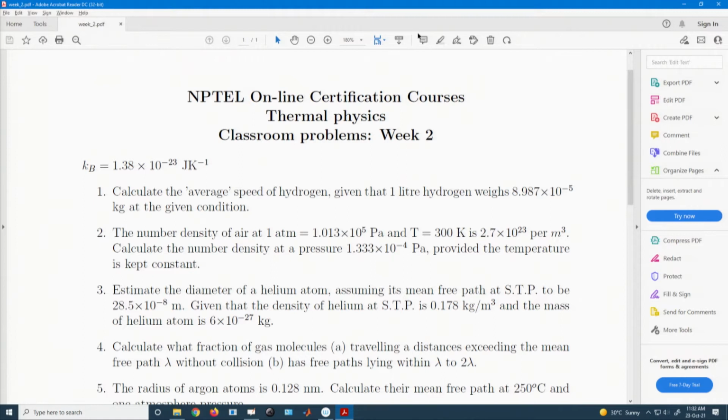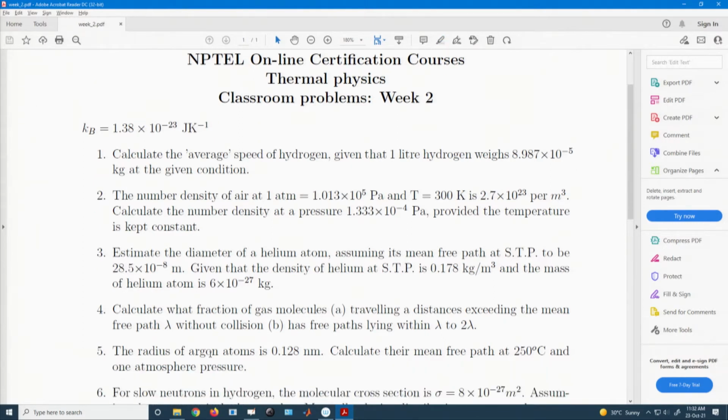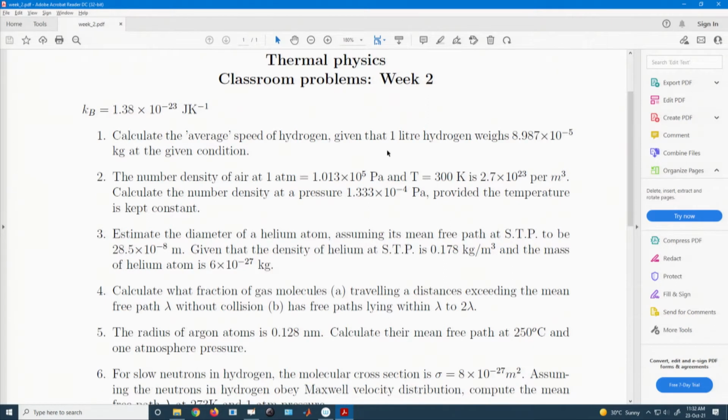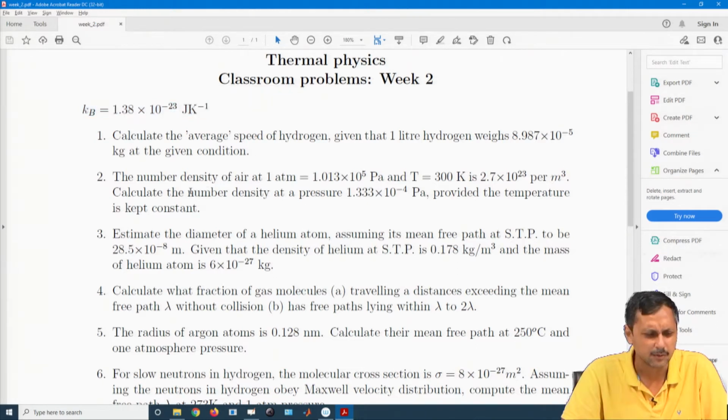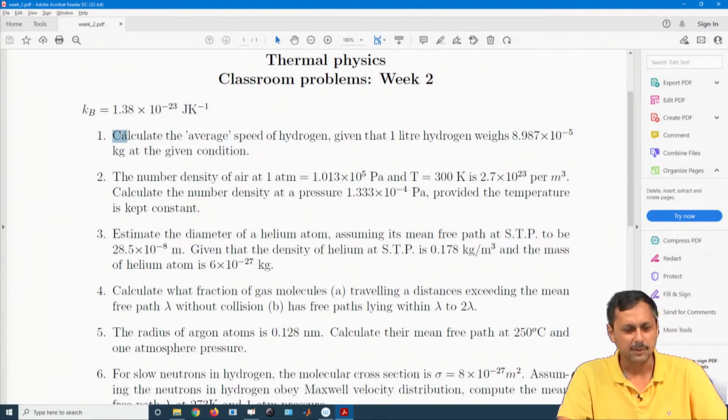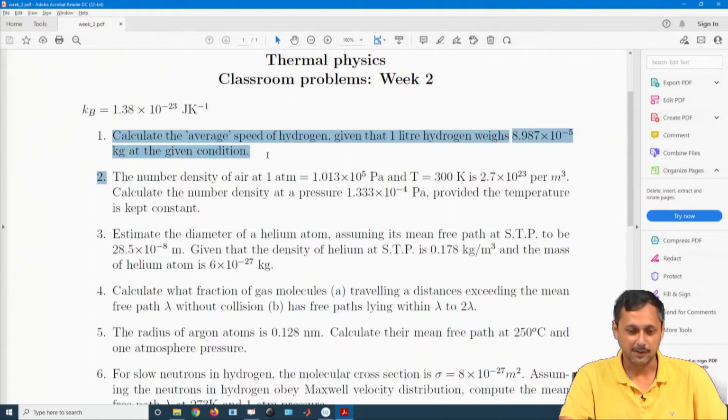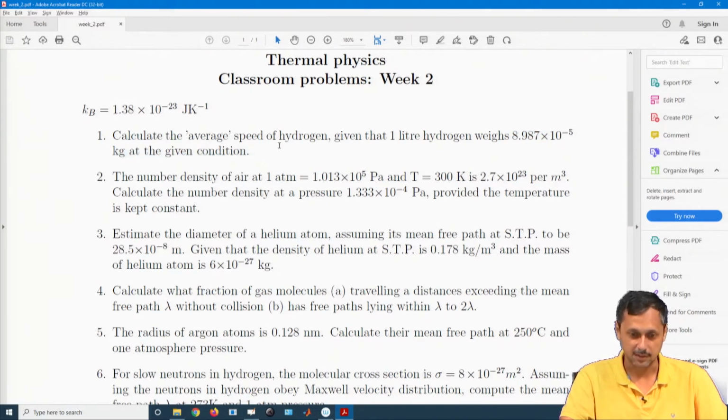I hope you already have this problem set in hand in a PDF file. Up here the value of Boltzmann constant is specified, which will be needed for many of the problems. The first problem is: calculate the average speed of hydrogen atom, basically hydrogen molecule, given that 1 liter of hydrogen weighs 8.987 into 10 to the power minus 5 kg at the given condition. So, only the pressure is given, nothing else, and the density is given.